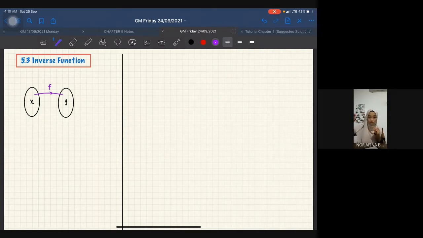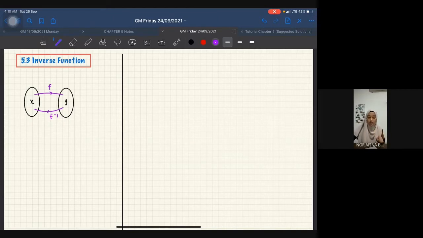So bila kita nak reversekan dia proses, kita terbalikkan dia punya proses daripada y pergi ke x, daripada kanan pergi ke kiri, that is what we call as inverse. Daripada kanan pergi kiri, this is what we call as f inverse. Macam tu. So f inverse awak tulis dia sebagai f power of -1. Ini adalah berdasarkan arrow diagram.